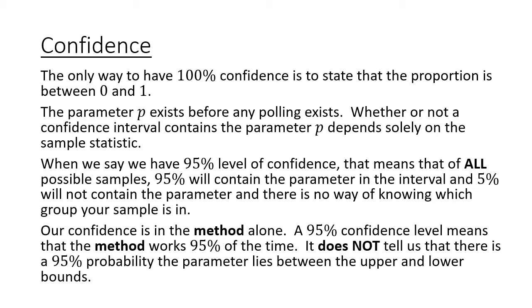And sometimes it will. Again, if I have 95% confidence, that means 95% of the time my method works. But there's always going to be that 5% of the time where my method does not work, and there is no way of knowing whether or not we're in the 95% or the 5%. So again, that confidence level is in the method alone.